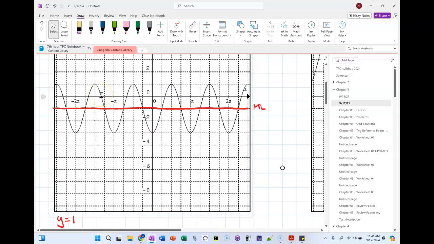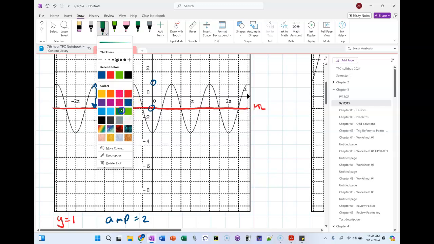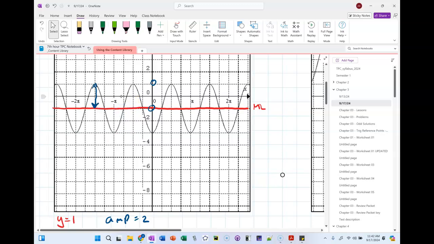Now, what's the amplitude? Who can tell me what the amplitude's going to be? 2. Very good. So it's just like this vertical distance, right? We start at -1, and it ends at +1. So that's going to be 2. Still feel pretty good?